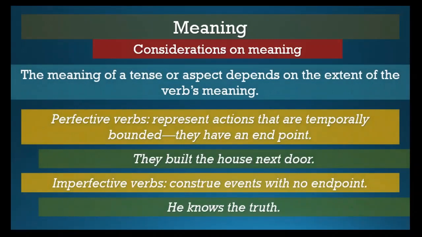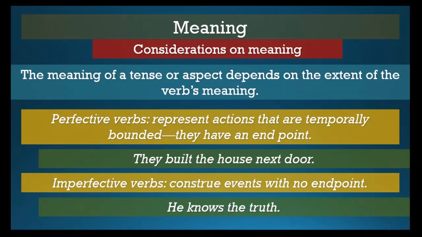The next consideration is this: the meaning of a tense or aspect depends on the extent of the verb's meaning. Let me just give you the overview for this consideration. There are some verbs, class, that we cannot write in a progressive aspect, like in the case of know. Yes, you can write it as a present participle or even as a gerund. But if you write the verb know as a progressive, as in he is knowing the town, that would not be appropriate. Let's see the reason for that.